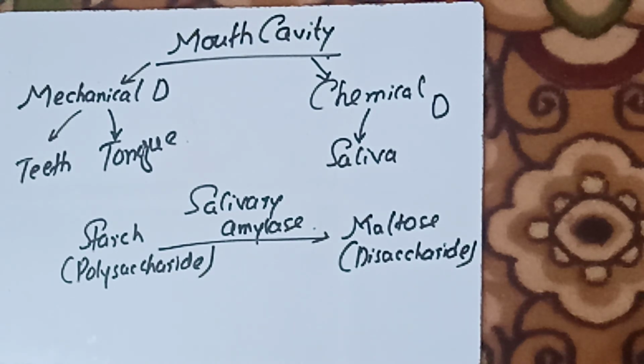In addition, you must remember what type of food gets digested inside the mouth cavity. Only the digestion of carbohydrates will take place inside the mouth cavity. There will be no digestion of proteins, and no digestion of fats or lipids. So this was all about the digestion inside the mouth cavity of the human.